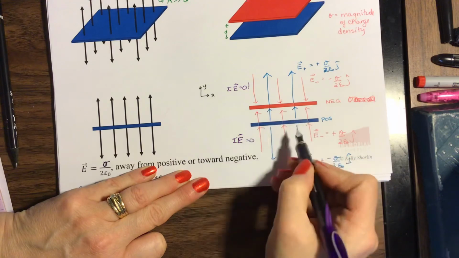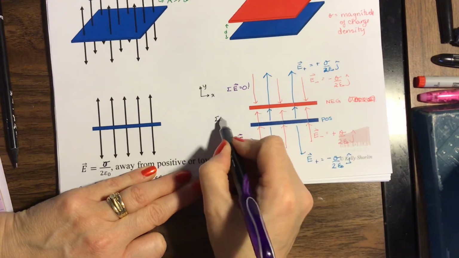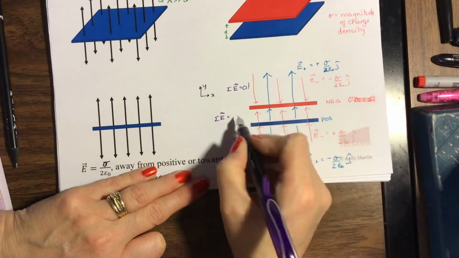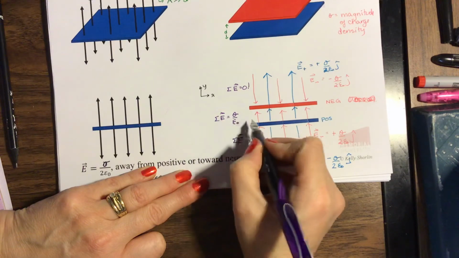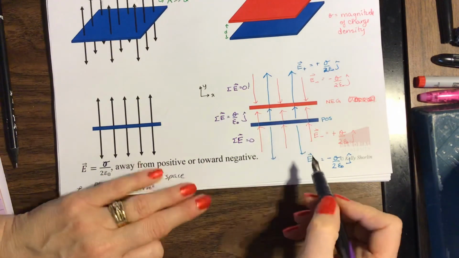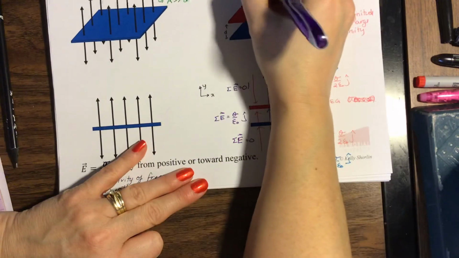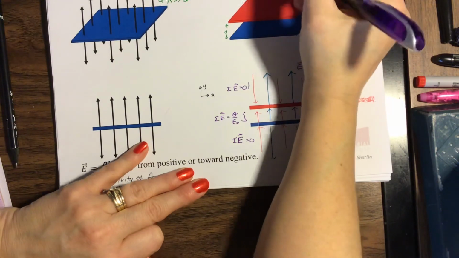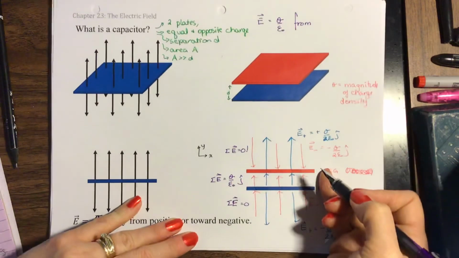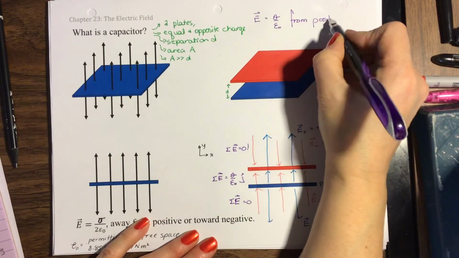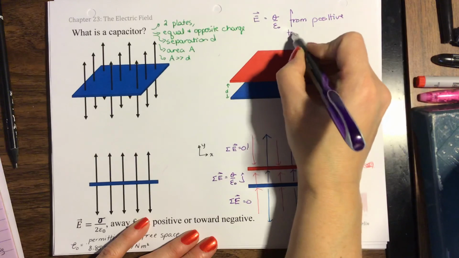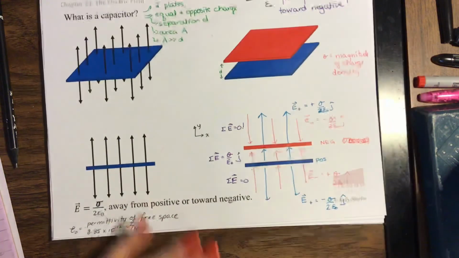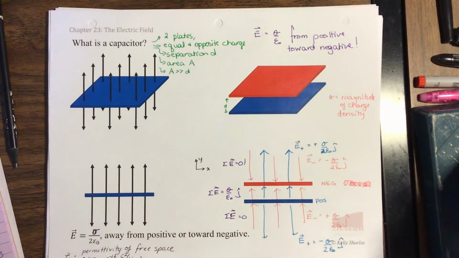In the middle, this is an interesting result. They both point up. So the net electric field in the middle is sigma over 2 epsilon naught plus sigma over 2 epsilon naught to get sigma over epsilon naught j hat. So the electric field inside a capacitor is sigma over epsilon naught from the positive toward the negative. Okay, there's a result that we'll use a fair bit as we go through our work in this course.